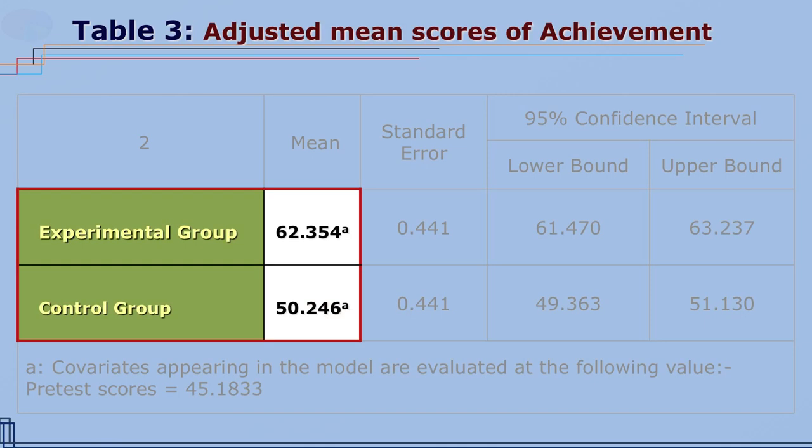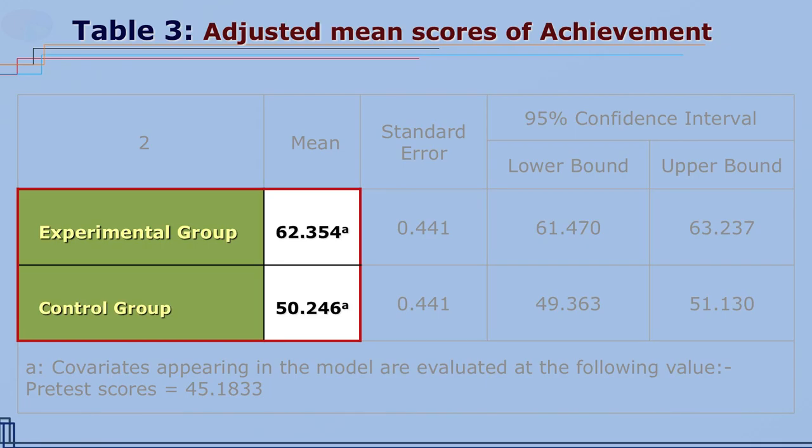Further, the adjusted mean score of achievement of computer-aided instruction group is 62.35, which is significantly higher than that of the lecture method group, whose adjusted mean score of achievement is 50.25. It may therefore be said that computer-aided instruction was found to be significantly superior to lecture method when groups were matched in respect of pre-achievement.